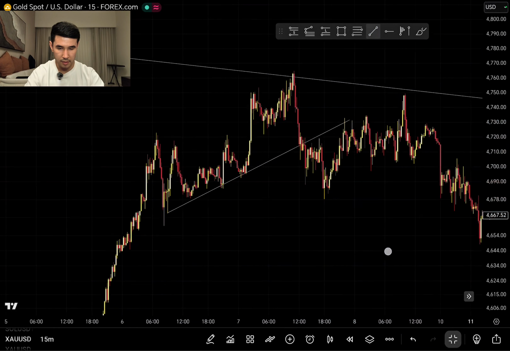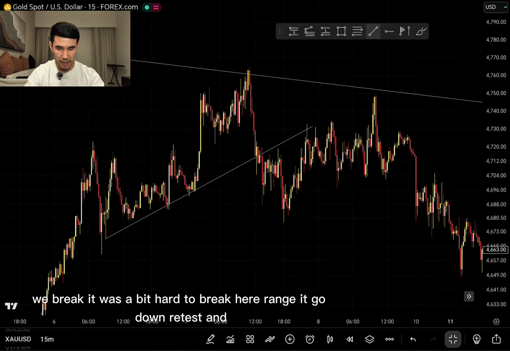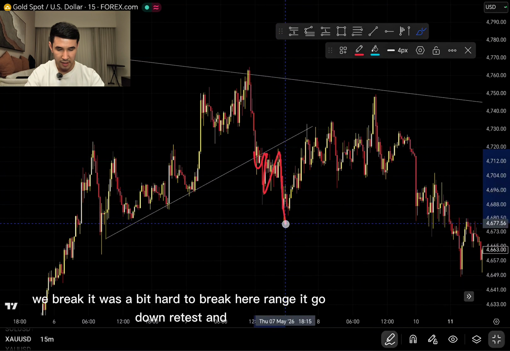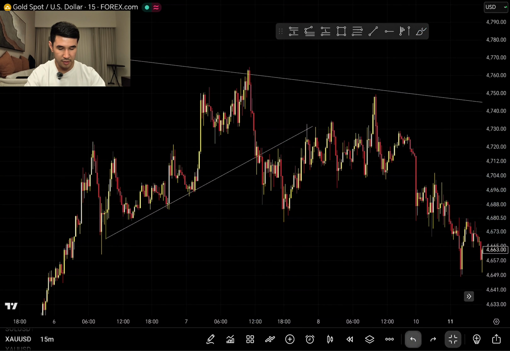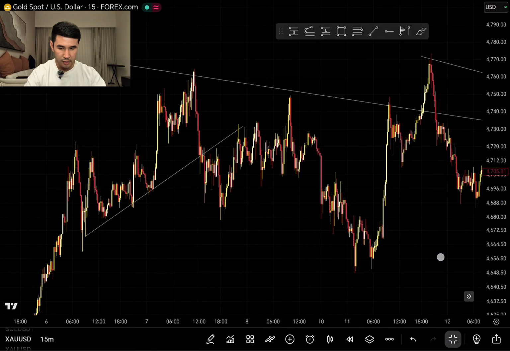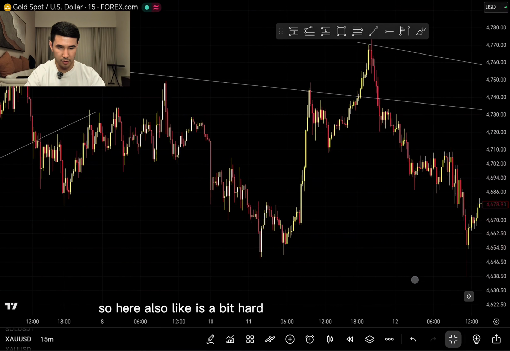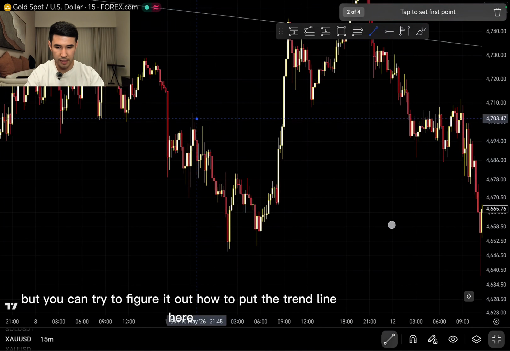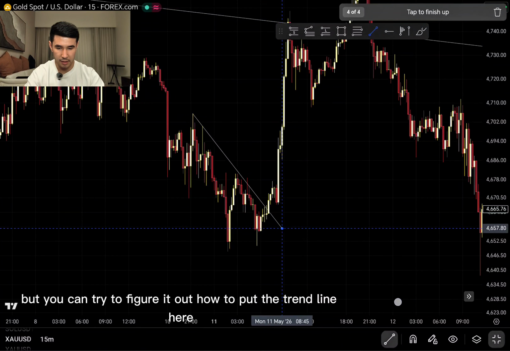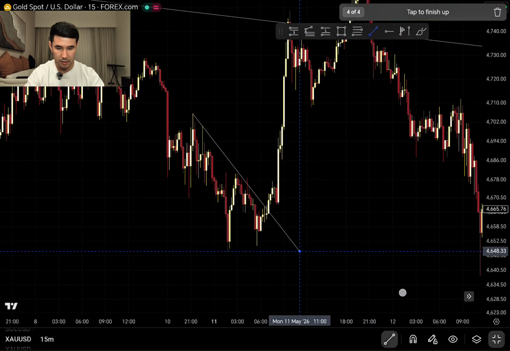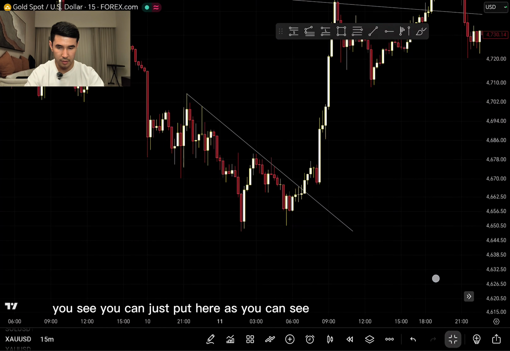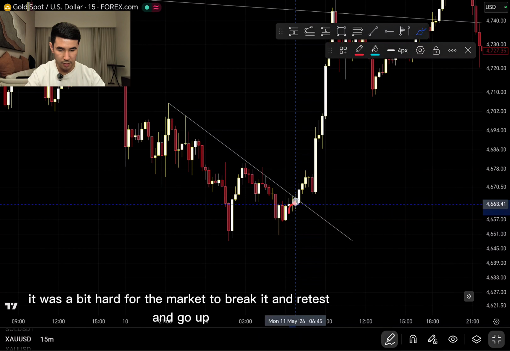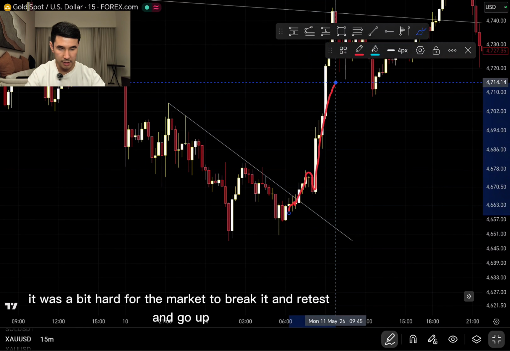We break it. It was a bit hard to break here. Range. It goes down, retests and crashes. So here also it is a bit hard, but you can try to figure out how to put the trend line here. You see, you can just put it here. As you can see, it was a bit hard for the market to break it, retest and go up.